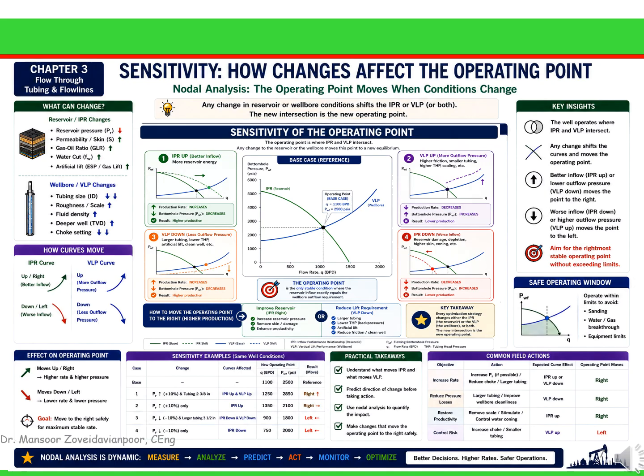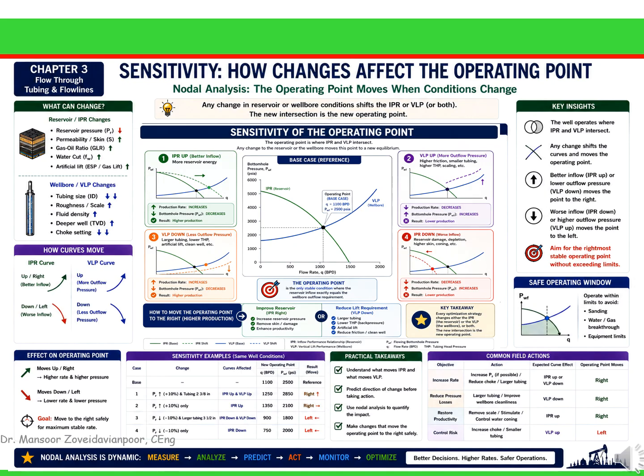Sensitivity analysis follows one simple rule: change one variable at a time. By isolating each parameter, we can measure its true impact on the operating point and identify the factor limiting production. If increasing reservoir pressure moves the operating point significantly to the right, the reservoir is the constraint. If reducing tubing losses has the greatest effect, the wellbore is the bottleneck. If neither helps, the limitation may lie at the surface.